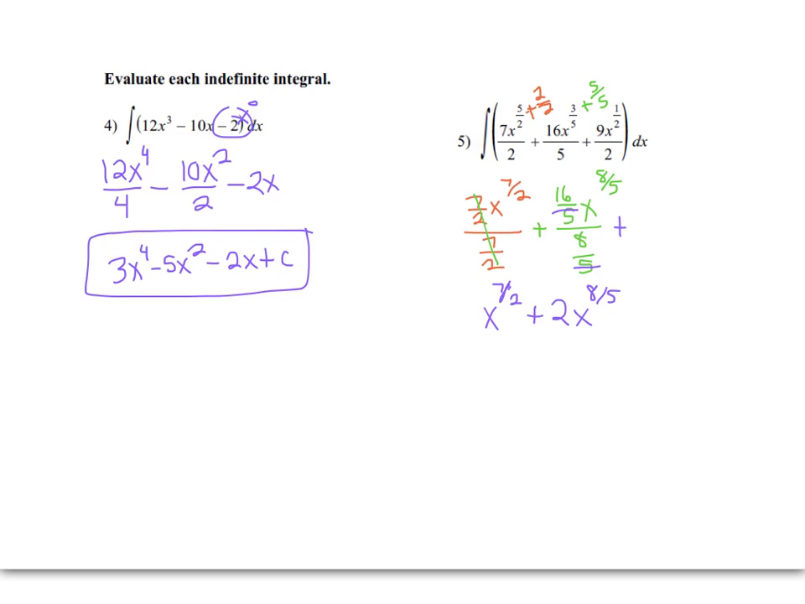And then finally, I have 9 halves. I'm going to add 2 over 2 to 1/2 and get 3 halves. Divide by the 3 halves. So the 2's cancel. And we get 9 divided by 3, which is 3. So this is plus 3x to the 3 halves plus c.